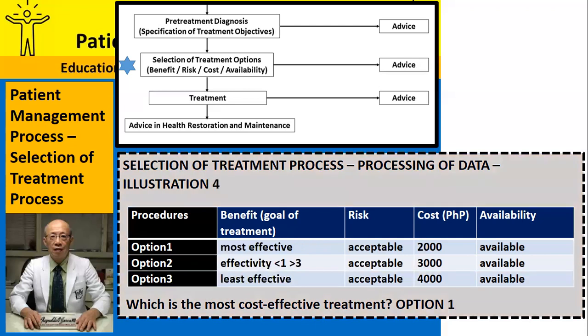Another illustration. Option 1 is the most effective compared to the other two, with option 3 being the least effective. The risks are all acceptable. And then the cost is 2,000 for option 1, 3,000 for option 2, and 4,000 for option 3, and all are readily available. So which is the most cost-effective treatment? Option 1.